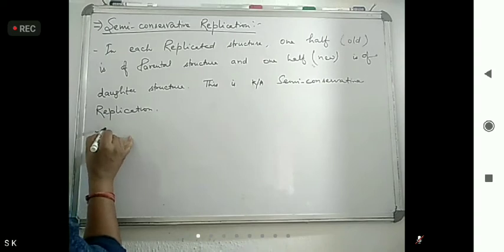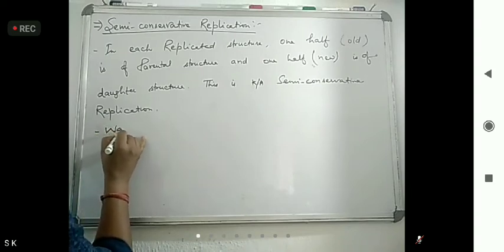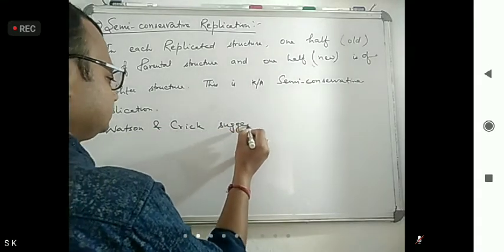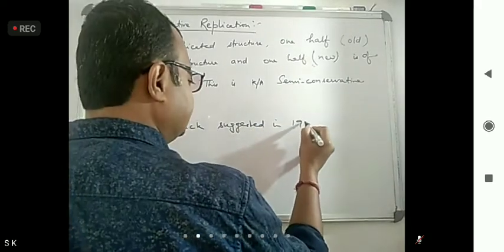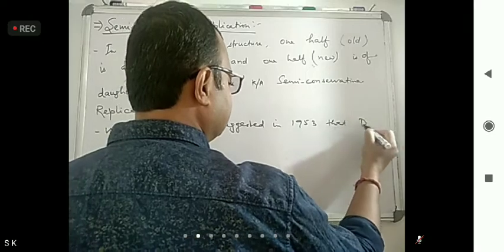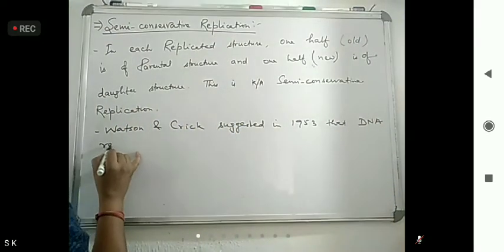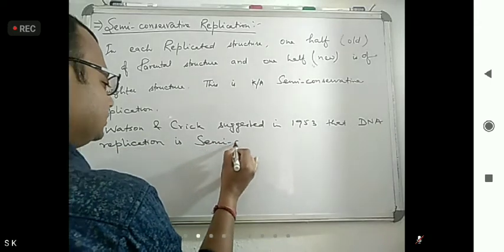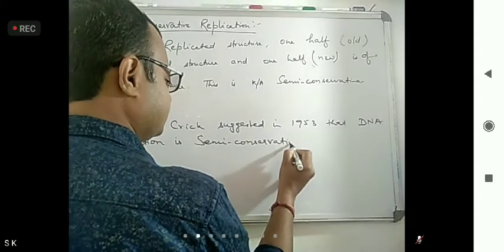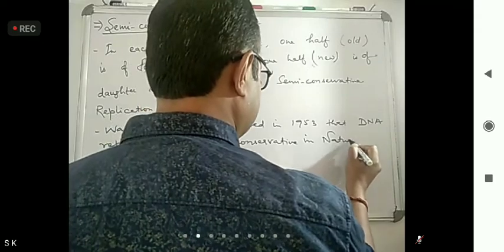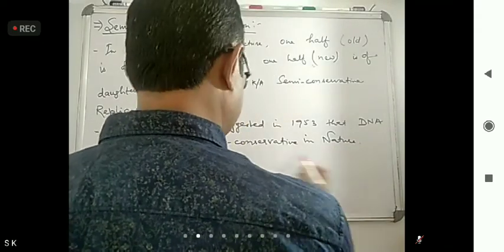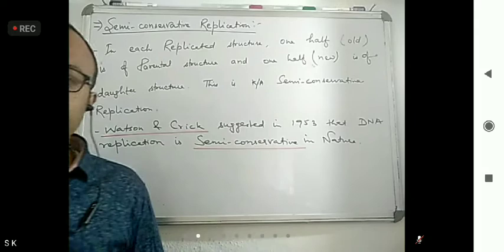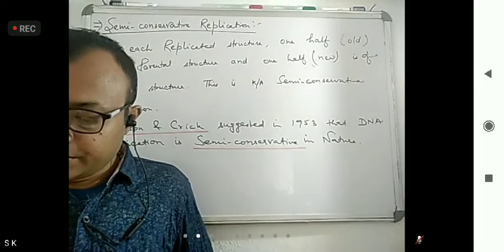What he told? Watson and Crick suggested in 1953 that DNA replication is semi conservative in nature. Okay, which scientists were there? Watson and Crick. He suggested that DNA replication is semi conservative in nature.